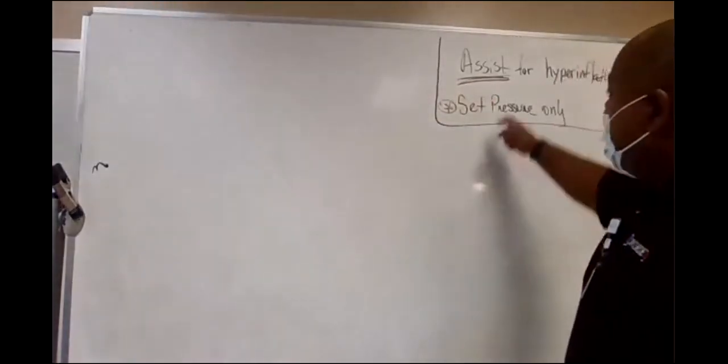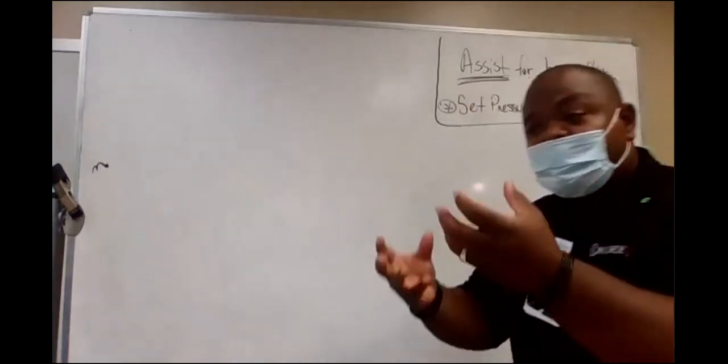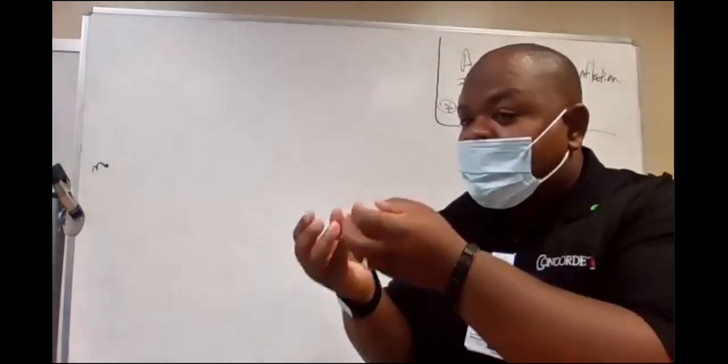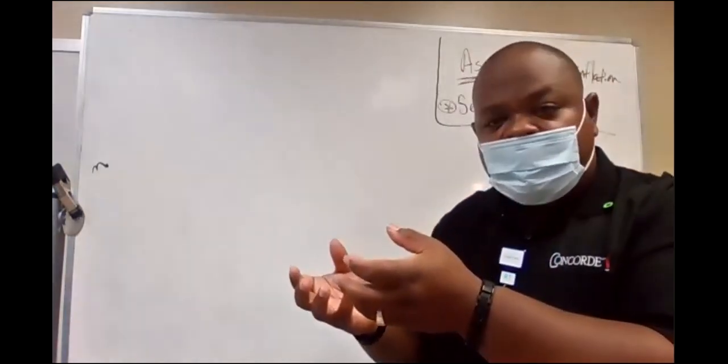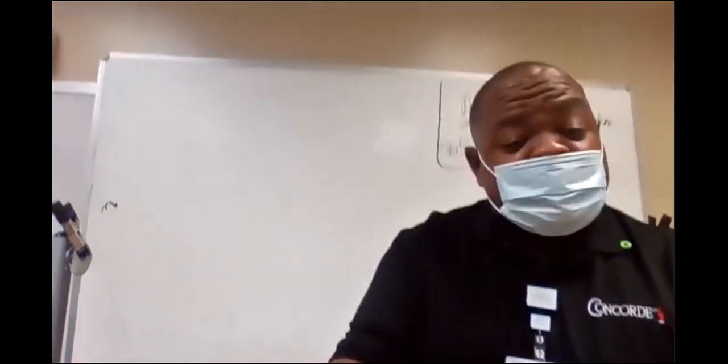But for hyperinflation purposes, we only use assist mode, right? All it's going to do is sense them with the sensitivity that you set. It's going to sense them trying to pull on the breath, and it's going to trigger a breath and give it to them. It's going to continue to blow that pressure in until the pressure is reached, and it's going to cycle out. Okay?